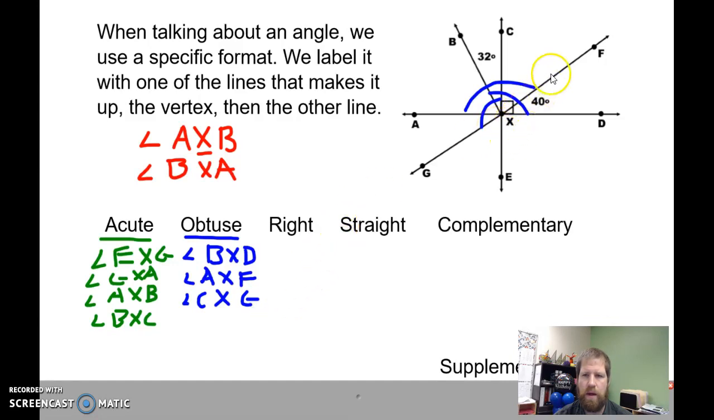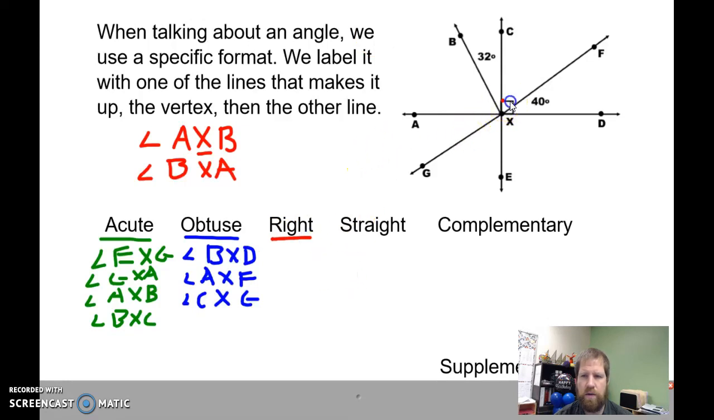All right. The only thing to make sure, because sometimes students will make this mistake, is when you're looking at these angles for obtuse angles, DXG is not going to be obtuse, okay? That is larger than 180 degrees, so it's actually what's known as a reflex angle, but that's not something you'll need to know for this lesson, okay?